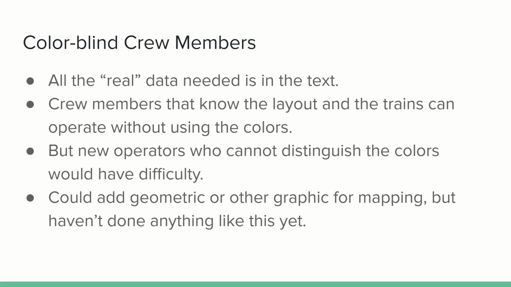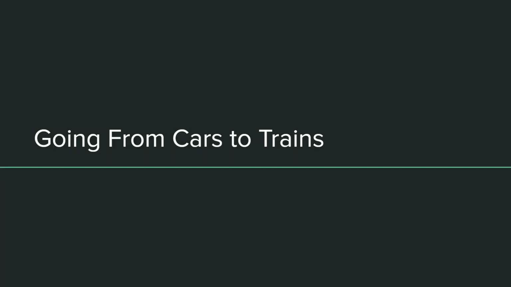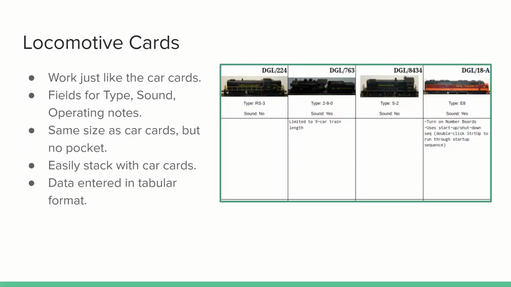New operators who can't distinguish colors would have difficulty on my layout. And again, this problem would particularly impact yardmasters, who have the more challenging role of breaking those trains apart. If you're running an individual train, the colors become much less important. I could add geometric shapes or other graphics of some kind to help for those folks, but I haven't done anything like that yet. So those are cars, car cards, waybills, classifying of cars.